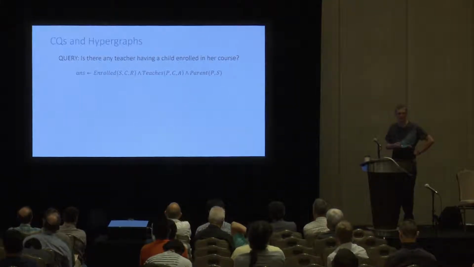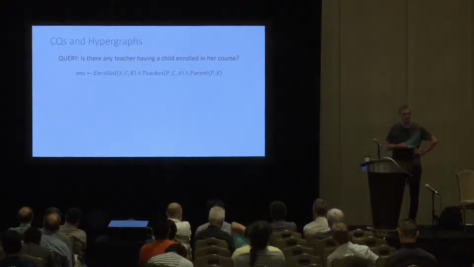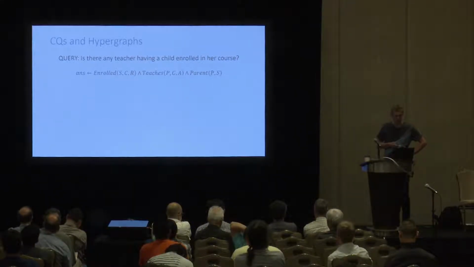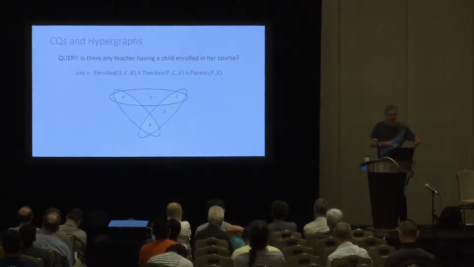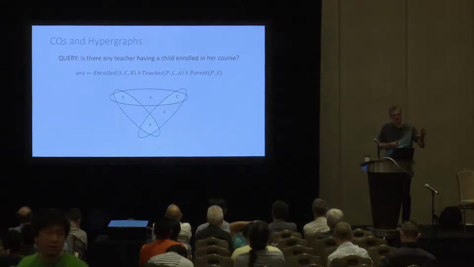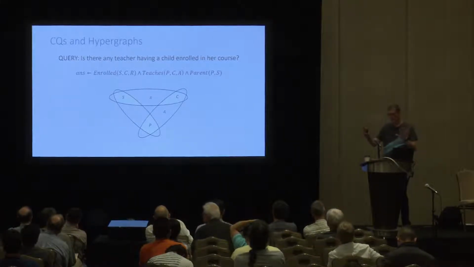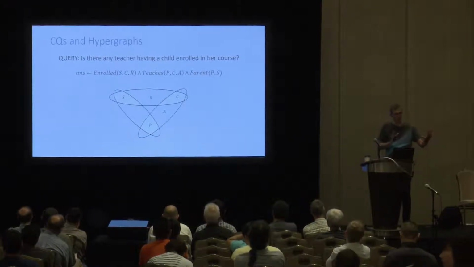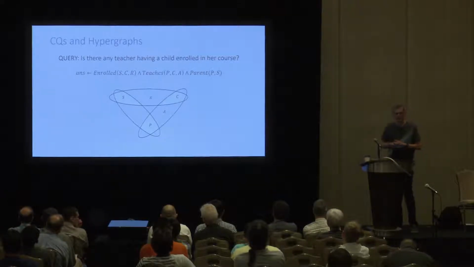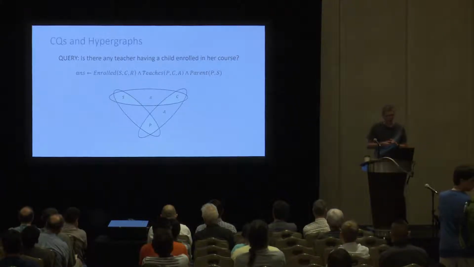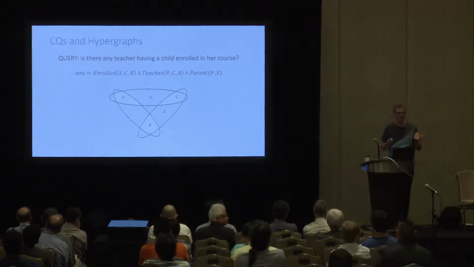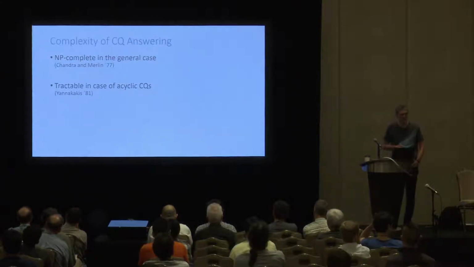So let's look at a simple conjunctive query which asks for teachers who have a child enrolled in a course taught by them. In the hypergraph corresponding to a conjunctive query, the vertices of the hypergraph correspond to the variables of the query, and the edges of the hypergraph correspond to the atoms of the query. So here we have a query with 5 attributes and 3 atoms. Correspondingly, we have a hypergraph with 5 vertices and 3 edges.